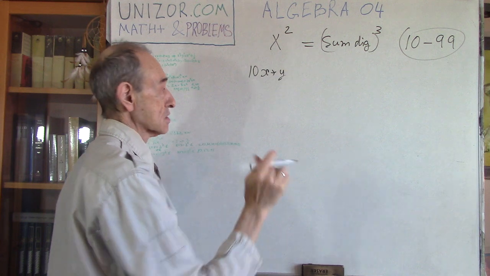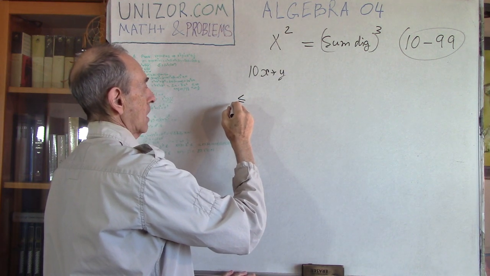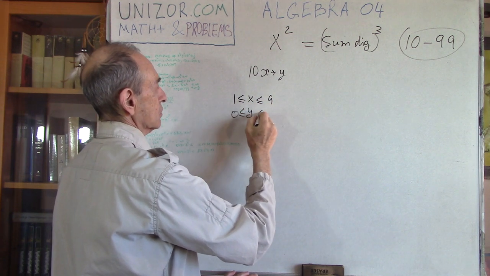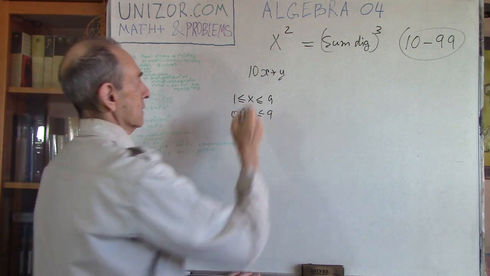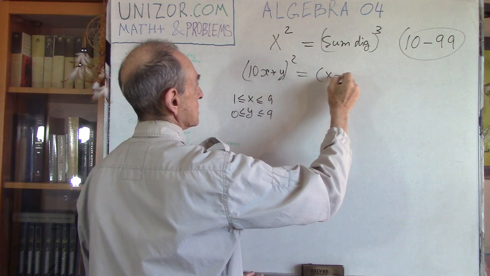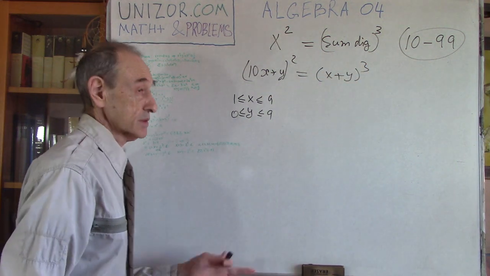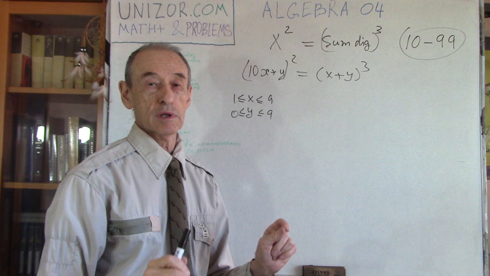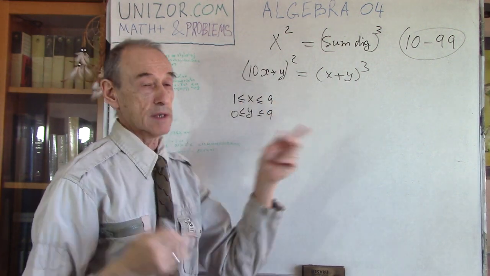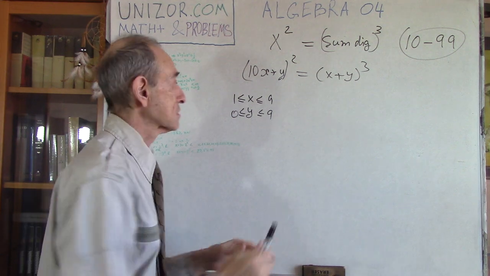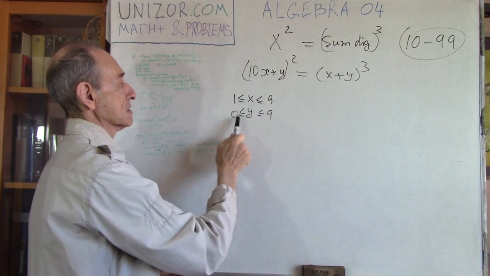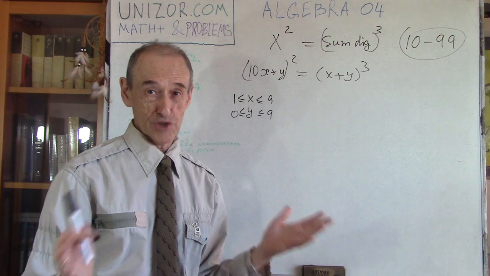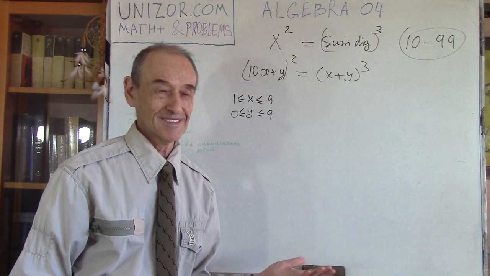X and y are digits. X is supposed to be from 1 to 9, and y is supposed to be from 0 to 9. And this one in square is equal to the sum of the digits in cube. Well, this is an algebraic equation which we have to solve, and we do have concrete values which x and y can take. It's only integer values, from 1 to 9 for x and from 0 to 9 for y. Well, it's not easy to do it algebraically, so we have to do it logically, right?